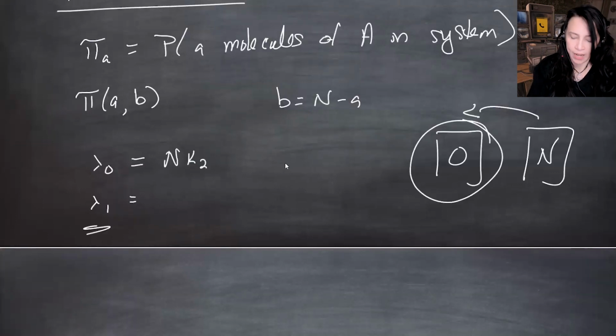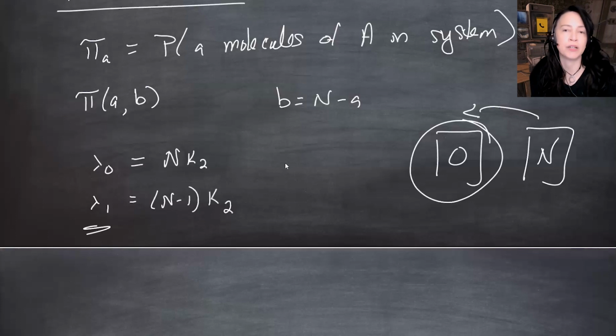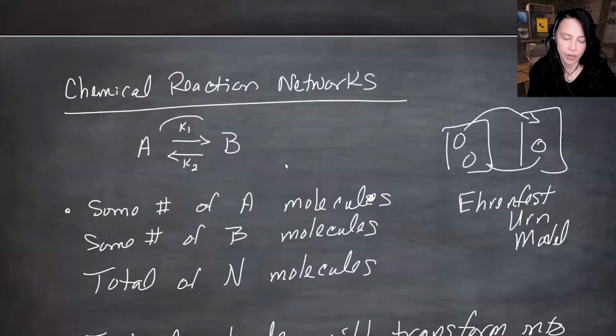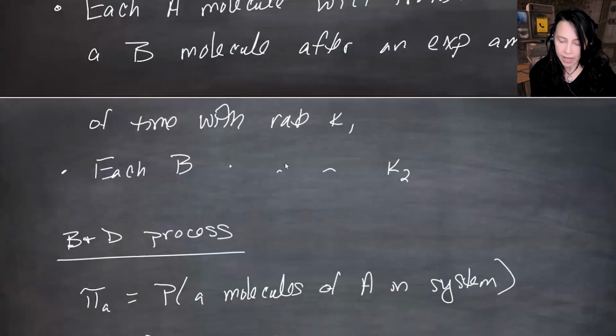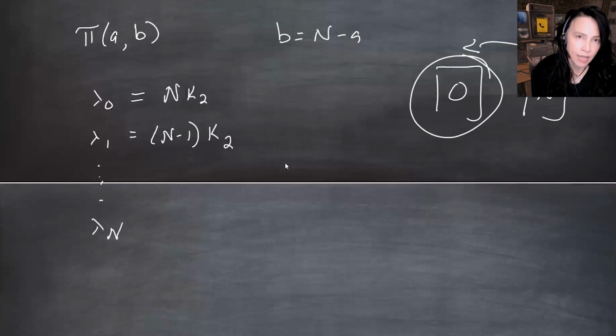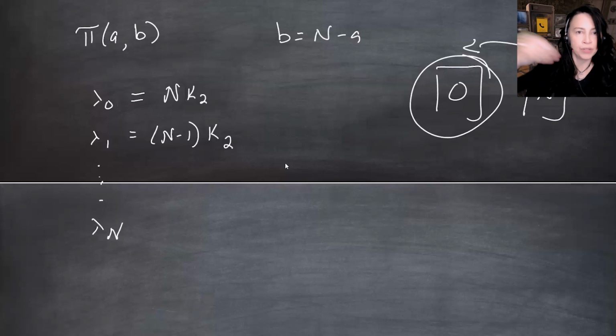And this looks like everything else we've done, so let me just write another one out. So if there's currently one A molecule, then there's N minus one B molecules. And after an exponential amount of time with rate N minus one times K2, I had these arrows, right? I had K1 going from A to B and K2 going the other way. Then we will go from one A molecule to two A molecules. Dot, dot, dot. If all N of the molecules are on the A side, then there is no motion to the A side. So the rate there is zero.